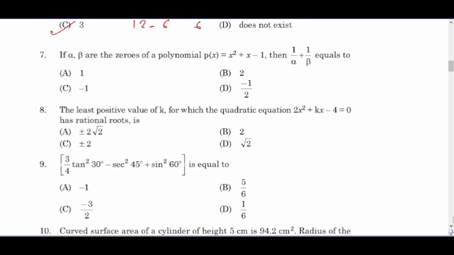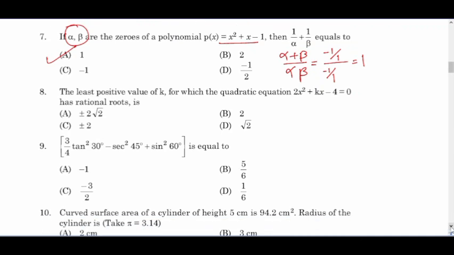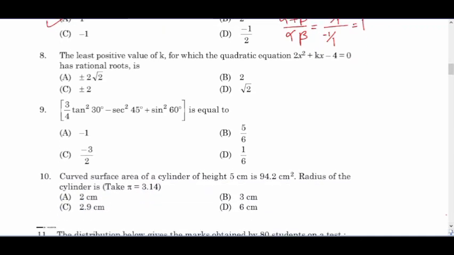Next question. Alpha and beta are zeros of this polynomial, then find this. Now taking the LCM, alpha into beta will be in the denominator and alpha plus beta in the numerator. Now if alpha and beta are zeros of this polynomial, then alpha plus beta is minus b by a, that is minus 1 by 1. And alpha into beta is c by a, minus 1 by 1, which is equal to 1. So option A.